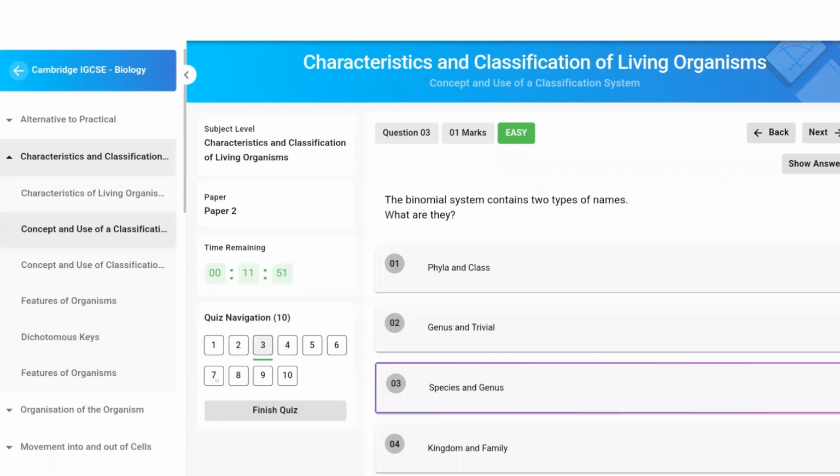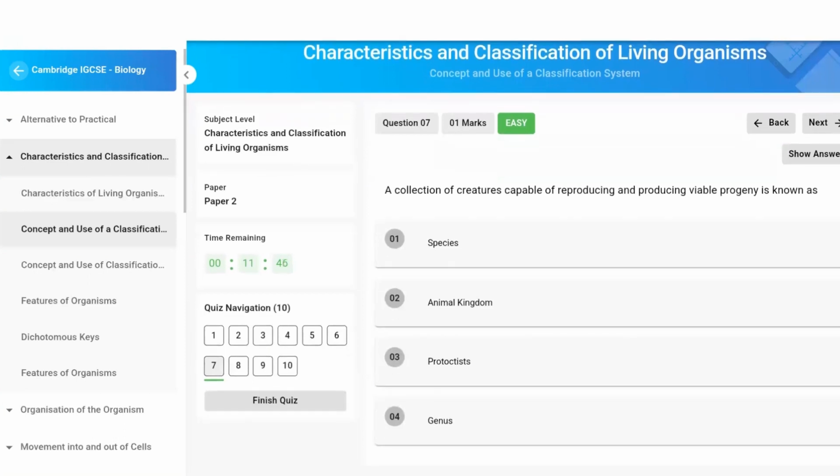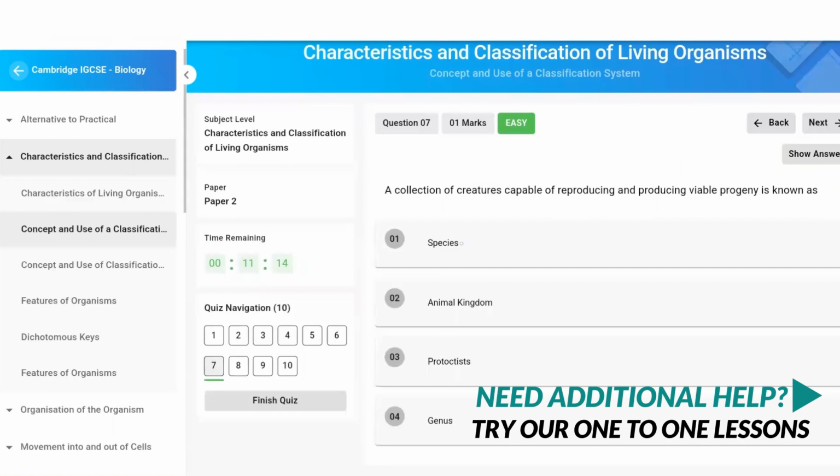All right, let's try another question. A collection of creatures capable of reproducing and producing fertile offspring, or viable progeny, is known as what? Now, remember I told you all when we were following the video that this is actually a very important definition, and this was the definition we learned for species. So this is basically describing a species. So our answer is answer number 1.